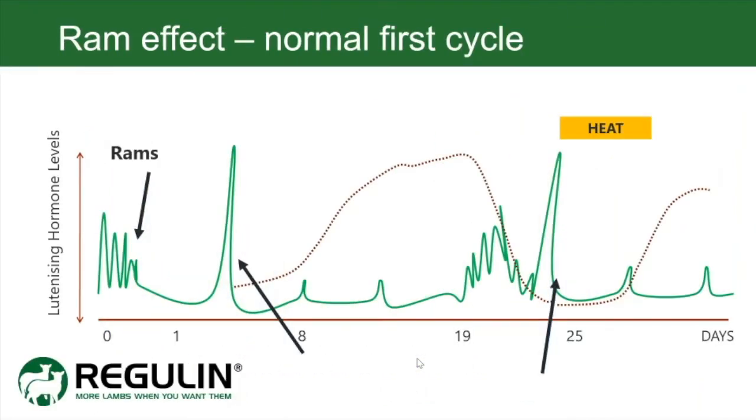So the ram effect works by ram introduction, rapid ram introduction. So ram introduction occurs here. So the cursor, ram introduction, luteinizing hormone goes all over the place. One day later, there's a big spike in LH. Progesterone builds up.